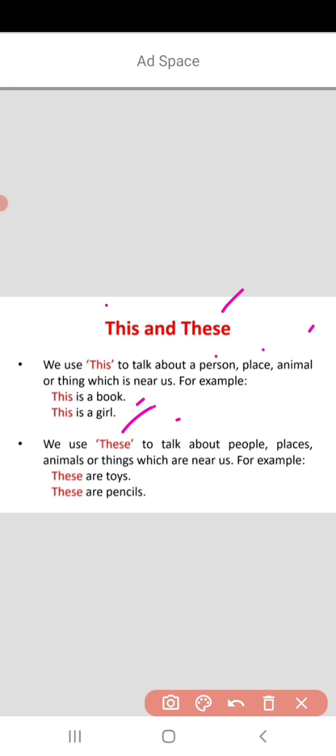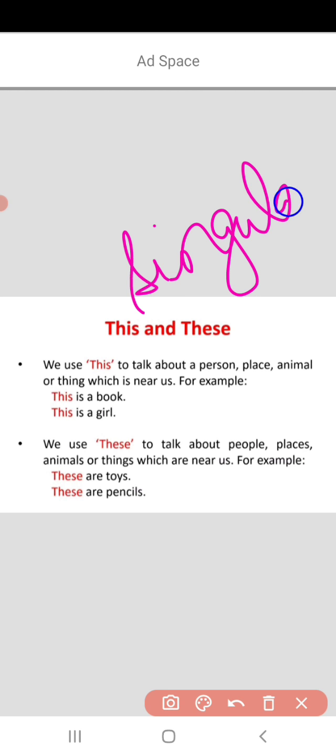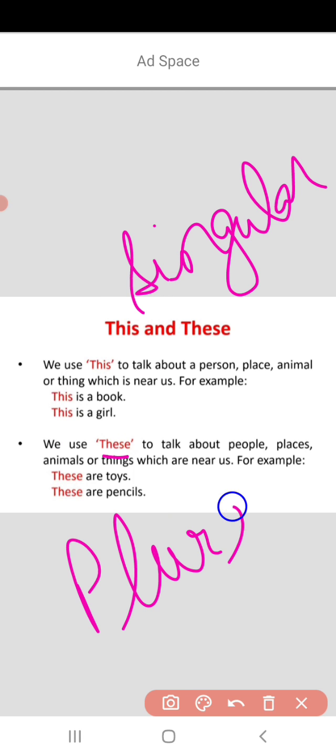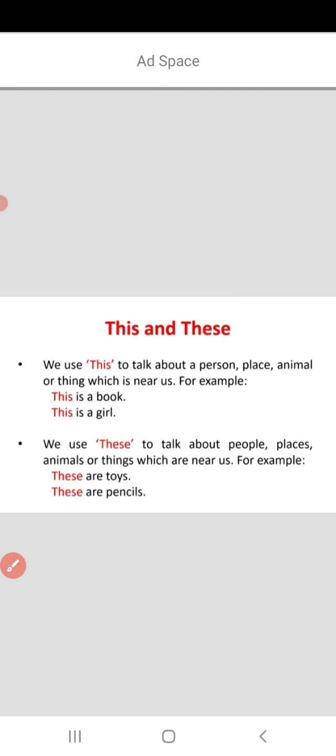And we use these to talk about people, places, animals or things which are near us. For example, these are toys and these are pencils. Children, you have to learn that there is only one difference between this and these. This is used for singular words, alright? For singular words, and singular means one, and the word these is used for plural words. Plural means many. The objects which are more in numbers. Alright, here you can see there is one book, a book. So this is a book.